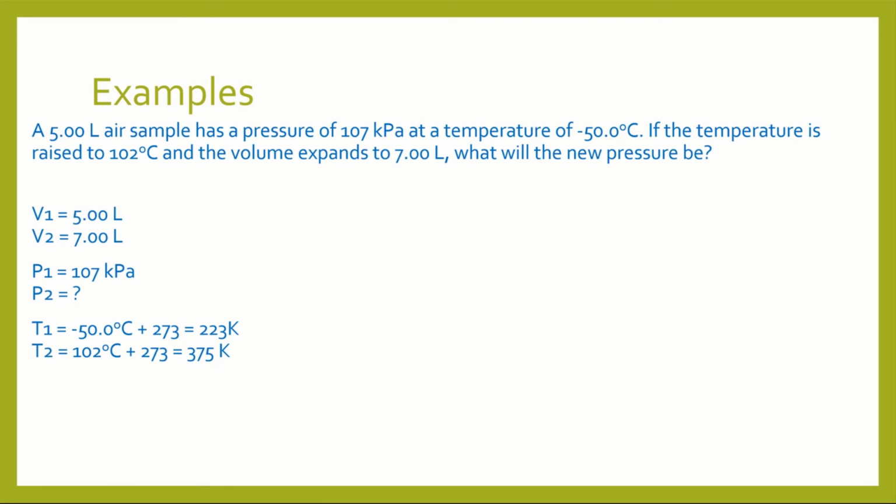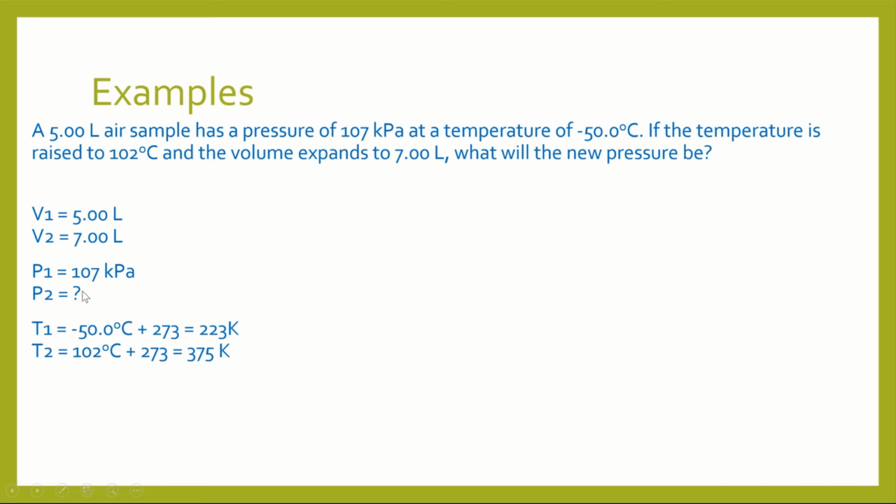Again, list out your variables. I cannot emphasize this enough. Your first volume was 5 liters, a 5-liter air sample. It expands to 7 liters. That's your second volume. My first pressure was 107 kilopascals. They're asking for the new pressure. What will the new pressure be?